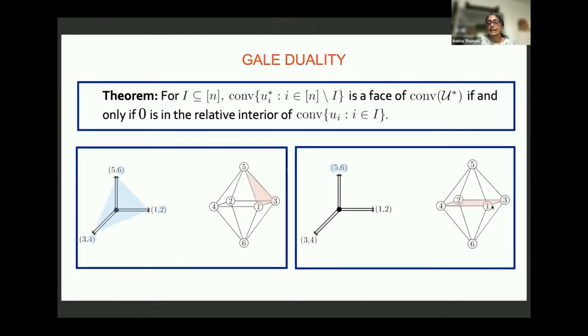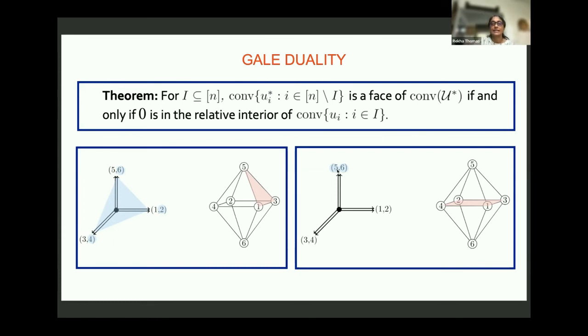So here is again Gale duality written out precisely. As I said, every facet on the pink side corresponds to the complementary set of blue vectors having 0 in its relative interior. And here's a non-example. For example, 1, 3, 2, 4 does not form a facet. The complementary set is 5 and 6. If you look at the vectors 5 and 6 and take their convex hull, it does not contain 0 in its relative interior.